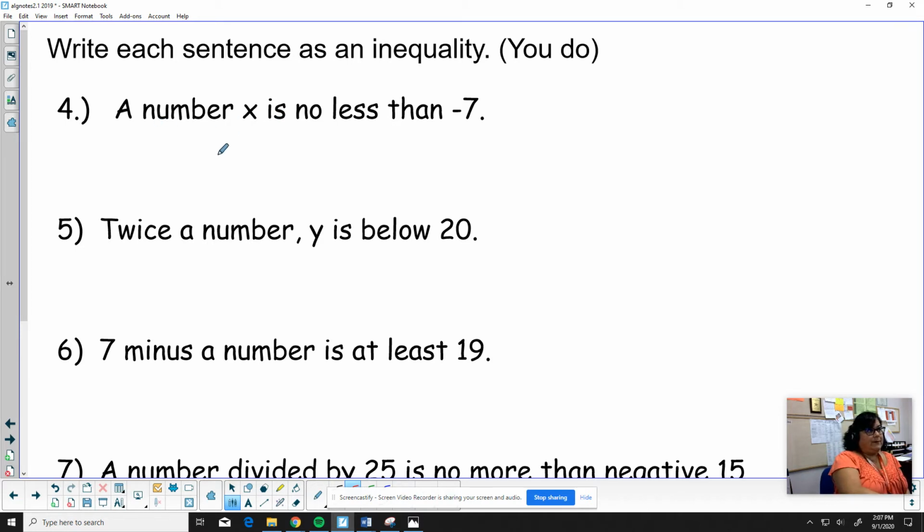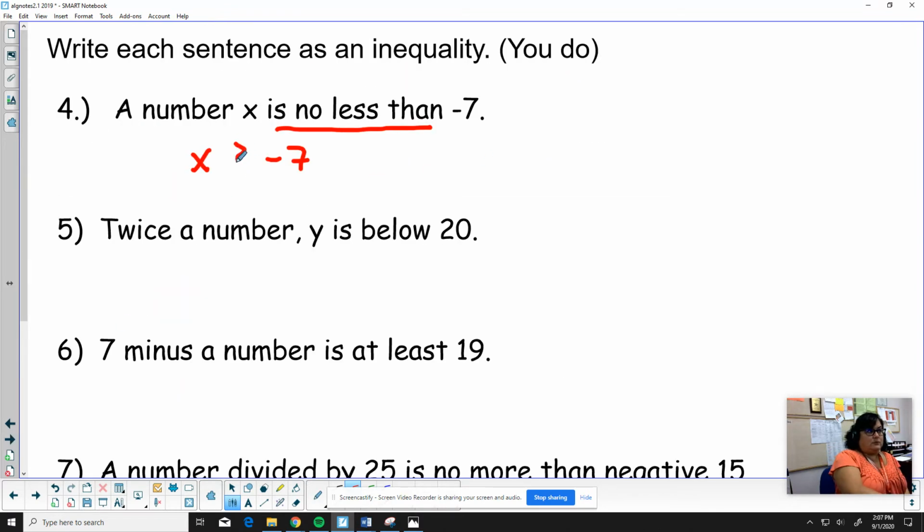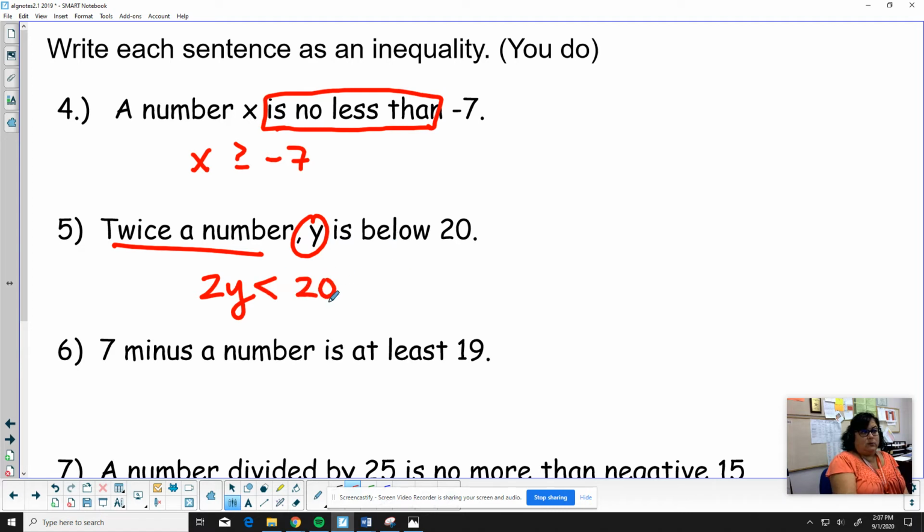All right, so it says a number x, so I start with x, is no less than negative 7. If I'm not sure what "is no less than" is, I go look at the graphic organizer. And "is no less than" is right here. So I'm going to use greater than or equal to. That's how I'm going to use that graphic organizer to help me. So when I'm not sure what the inequality is, I can go look on the little paper. So twice a number would be 2y, because it says I have to use y. Is below is less than, and then 20.